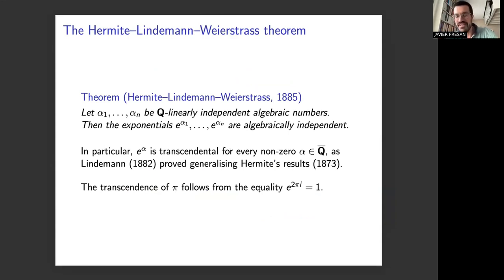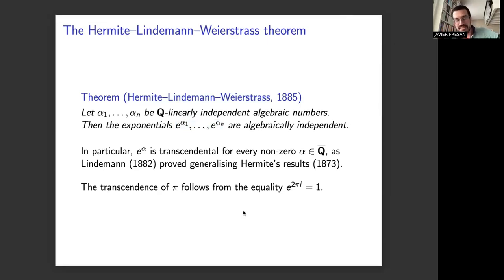Everything starts with one of the most beautiful results in transcendence theory of the 19th century, which is about the values of the exponential function at algebraic numbers. The final statement, I'm calling it Hermite-Lindemann-Weierstrass, says that if you take n algebraic numbers and assume that they don't satisfy any non-trivial Q-linear relation, and then you look at their exponentials, exponential of alpha 1, exponential of alpha 2, exponential of alpha n, then these complex numbers are algebraically independent. So there's no non-zero polynomial with rational coefficients in n variables that annihilates these n numbers.